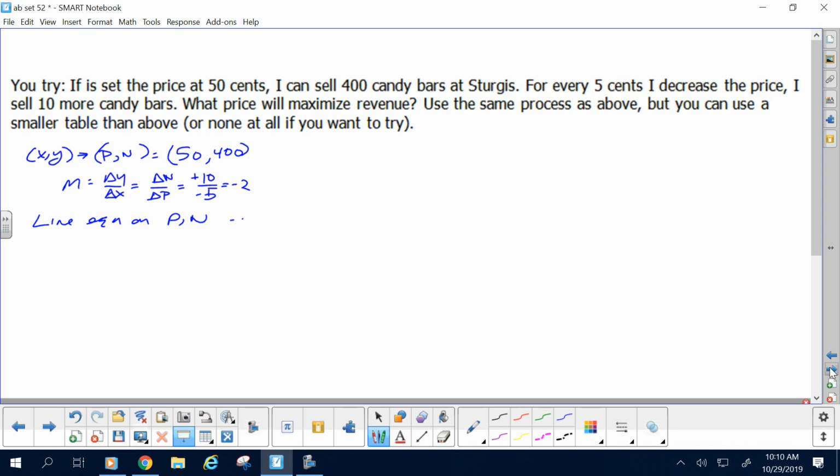It is negative 2. Because I did it wrong. And then I fixed it.